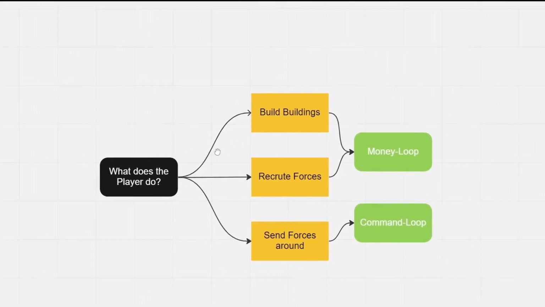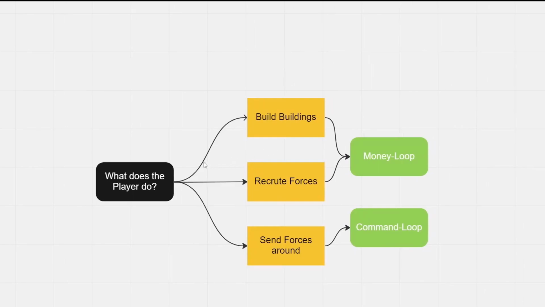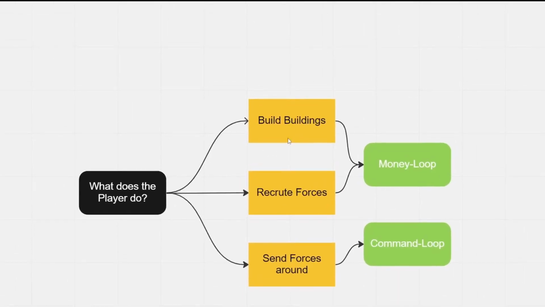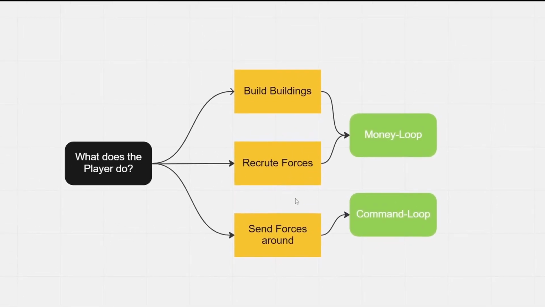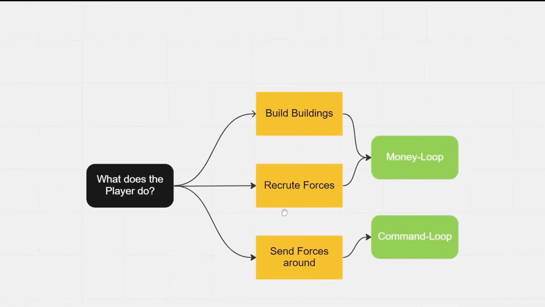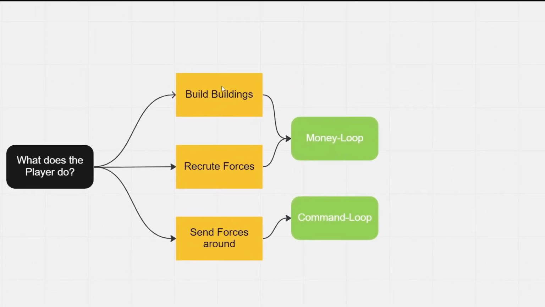So to decide what the AI needs to do, it's really helpful to look at what the player has to do. In an RTS-like game like mine, the player has to build structures or buildings, recruit forces there, and send the forces around. This, of course, is just on a really top level, but this is how you can see it, and we can combine these two things in a money loop and send forces around in a command loop.